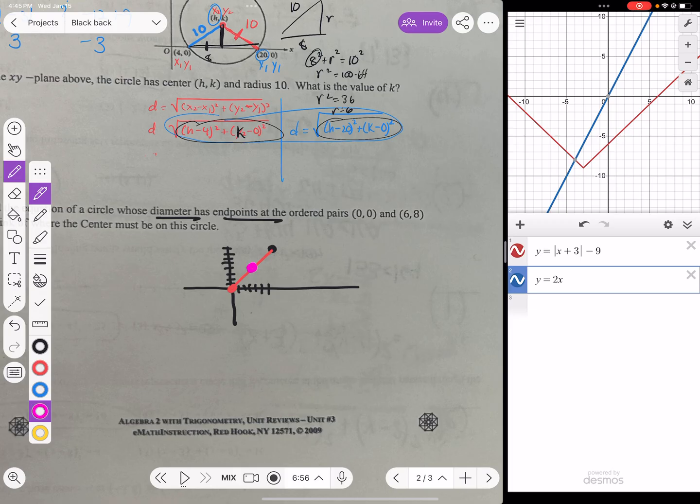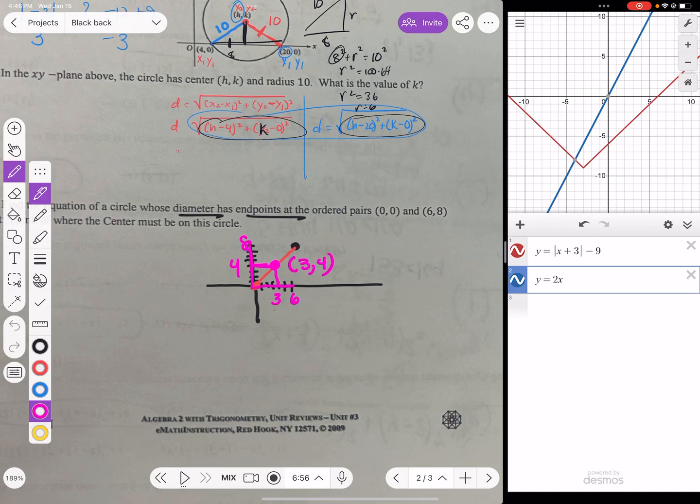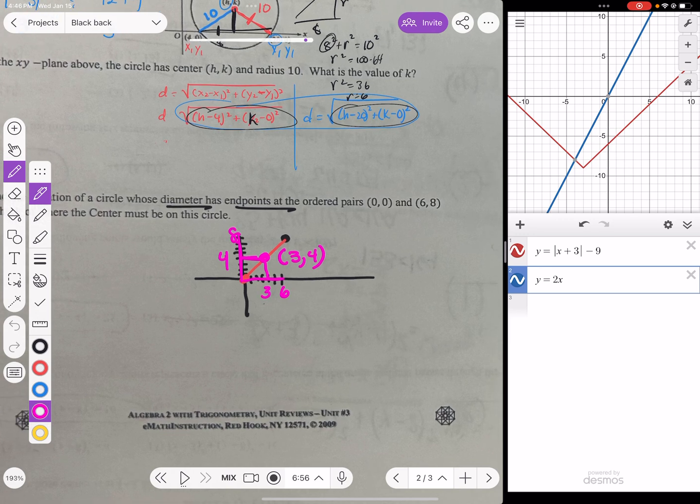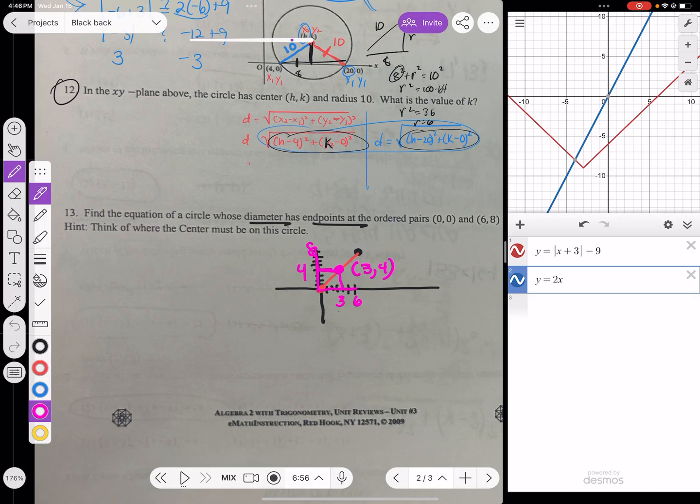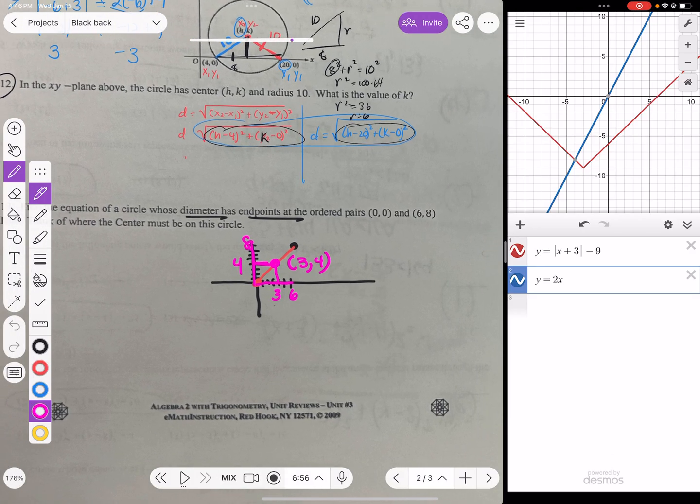Now I know this point is at 6 on the X, and so halfway would be 3. And I know that this thing is on 8 on the Y, so halfway would be 4. So this circle has x 3 and y 4 for its center. Just cut the x in half, cut the y in half, because it's centered at the origin. Find the equation of the circle whose diameter has those endpoints.